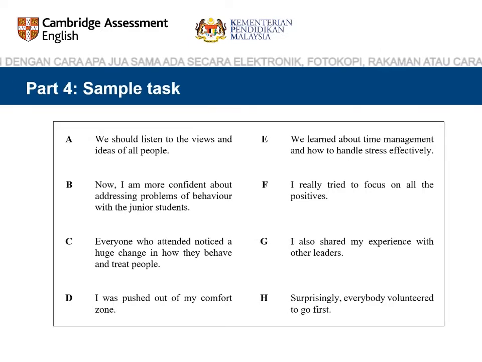Quite a few of these sentences have adverbs which could help candidates. For example, H has surprisingly, G has also, and B has now. There are also quite a few examples of vocabulary which could be useful, e.g., F mentions all the positives, which suggests that another sentence may mention other positives or use a word similar to positives, e.g., pros.